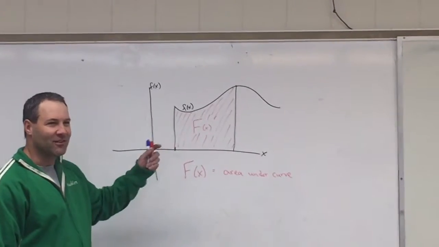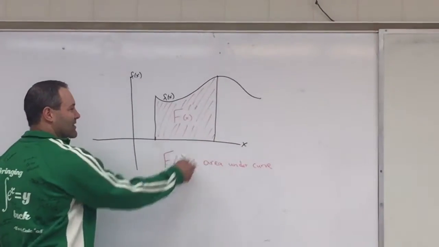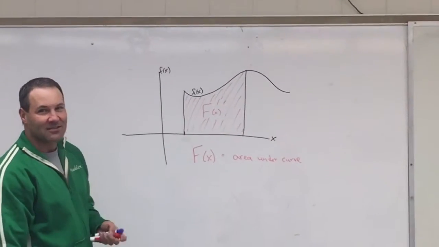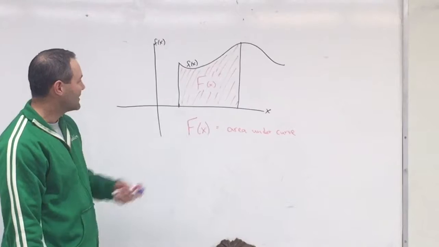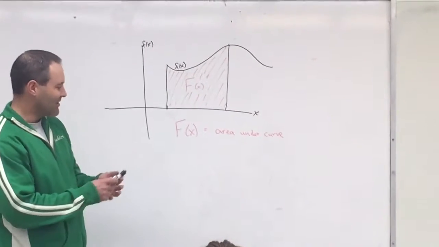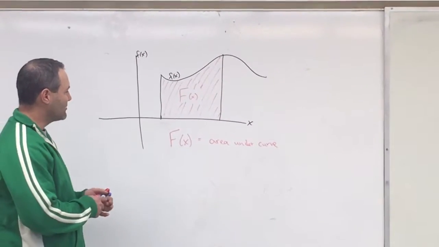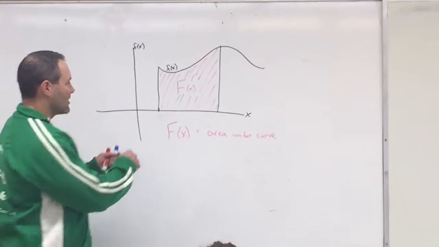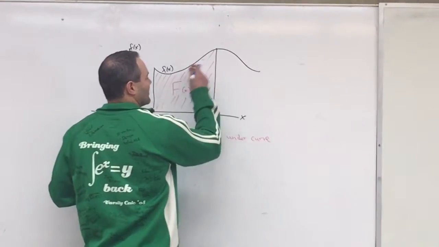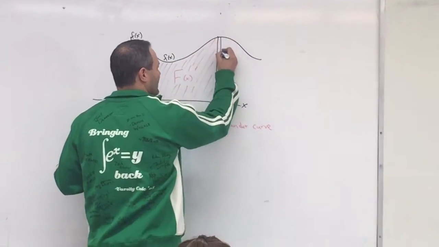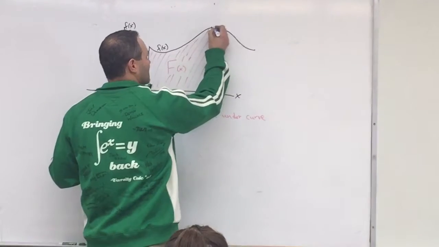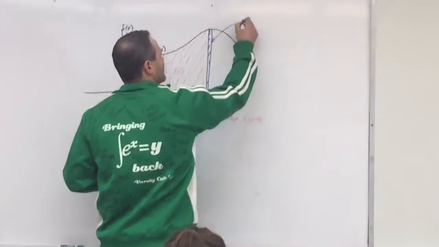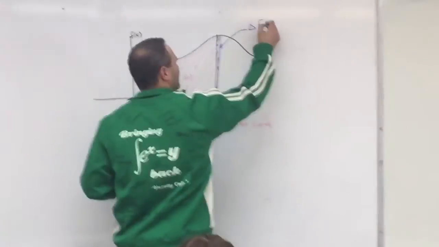So f of x is a function of x because it is determined by the x value, and capital F of x is the area underneath the curve. And that's lowercase, and it does matter. Okay, so if I wanted to find the change in capital F of x, going to the right, here would be the little tiny rectangle that represents dx. Well, the change in capital F of x.